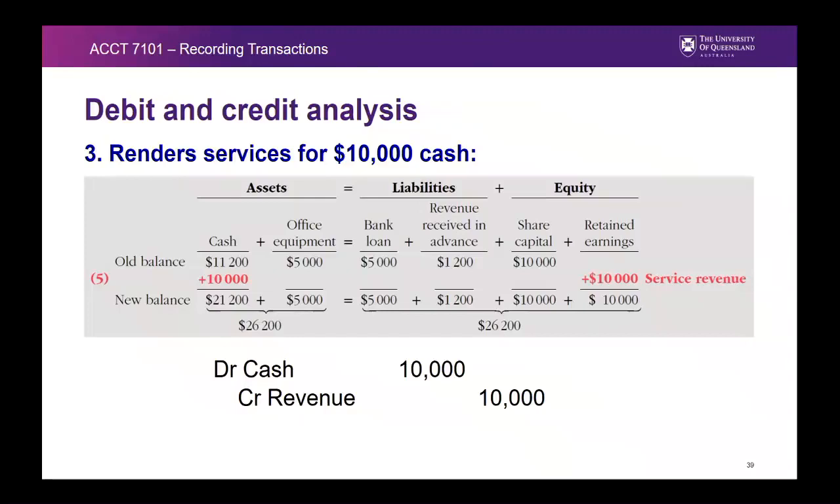Next one was we provided services for $10,000 cash. So we receive cash, so we debit cash, which is the asset, and we recognise some revenue, or income. So income and revenue has a normal credit balance, so we'll credit the revenue in this case. We put it using debits and credits there.